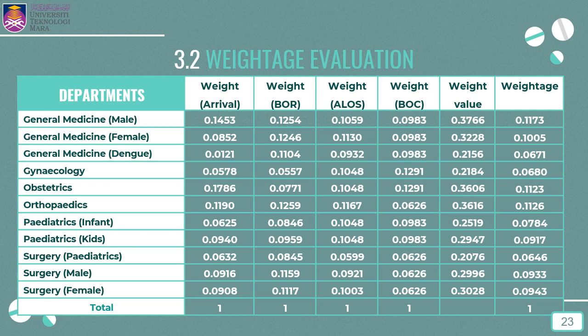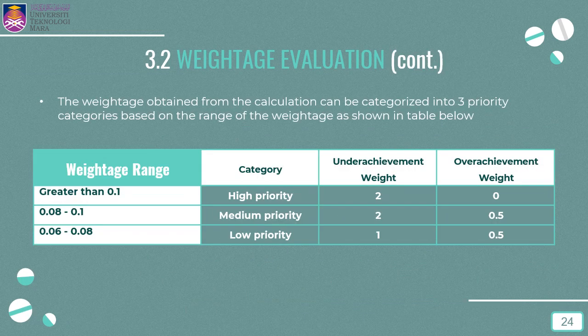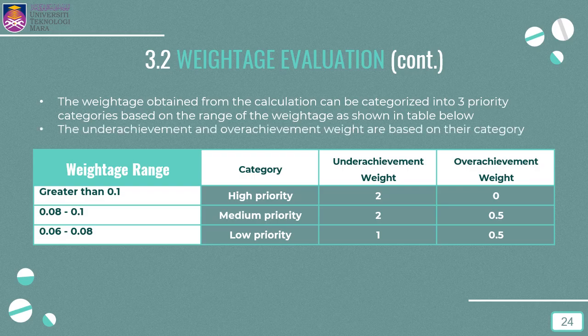The three phases for weightage evaluation were implemented to obtain this result. Column 2 until column 5 in this table is the result of phase 1, which are the department's weight based on the four criteria. Column 6 is the result of phase 2, which is the total of all weight for each department, and column 7 is from phase 3, which is the overall weightage result. The weightage of the departments can be categorized into three priority categories: high, medium, and low priority. Each category bears different underachievement and overachievement weight.